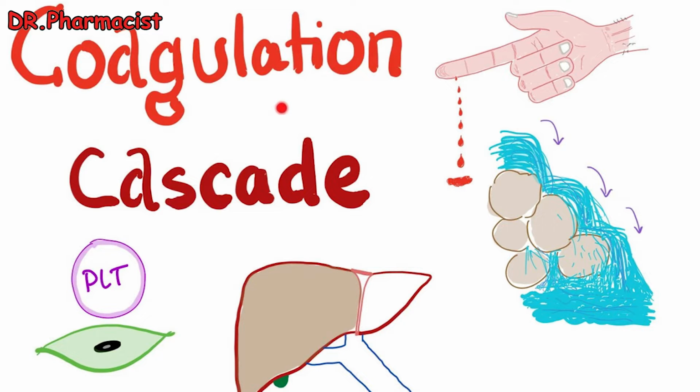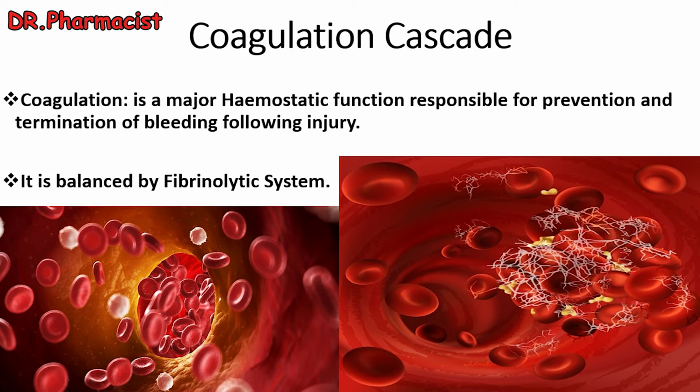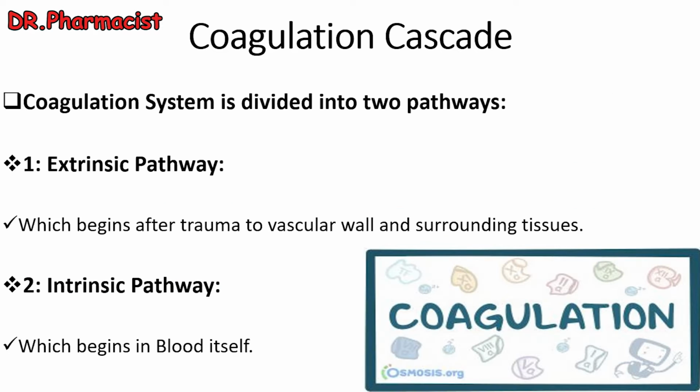Today I want to talk about how the coagulation cascade occurs. First of all, coagulation is a major hemostatic function responsible for prevention and termination of bleeding following injury, and it is balanced by the fibrinolytic system. The coagulation system is divided into two pathways.